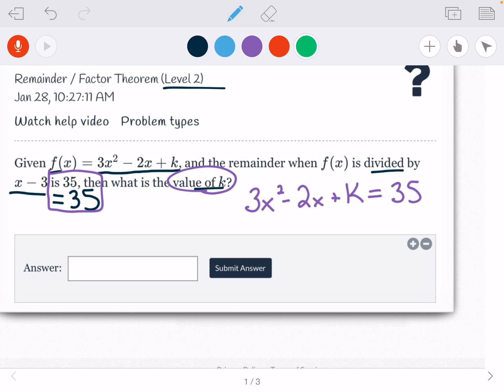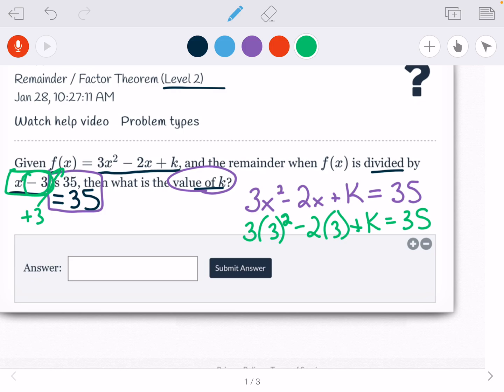But what else do I have to do? Well, look at your x minus 3 here. Remember how we did before, you take the opposite sign, so this will be a positive 3, and you put that in for x. So I have 3 times 3 squared minus 2 times 3 plus k equals 35. Then you do your algebra. You can plug that in Desmos if you want. I'm just going to see if I can do this in my head.